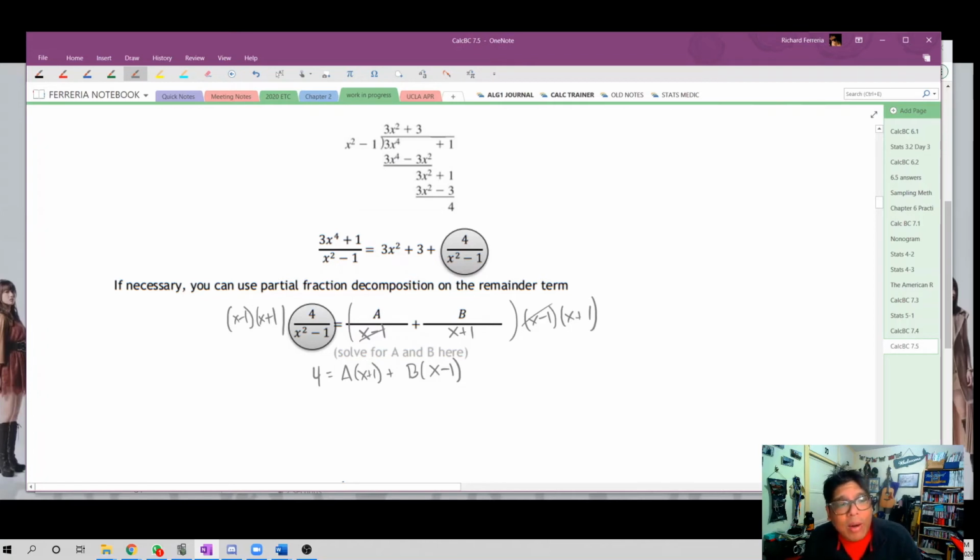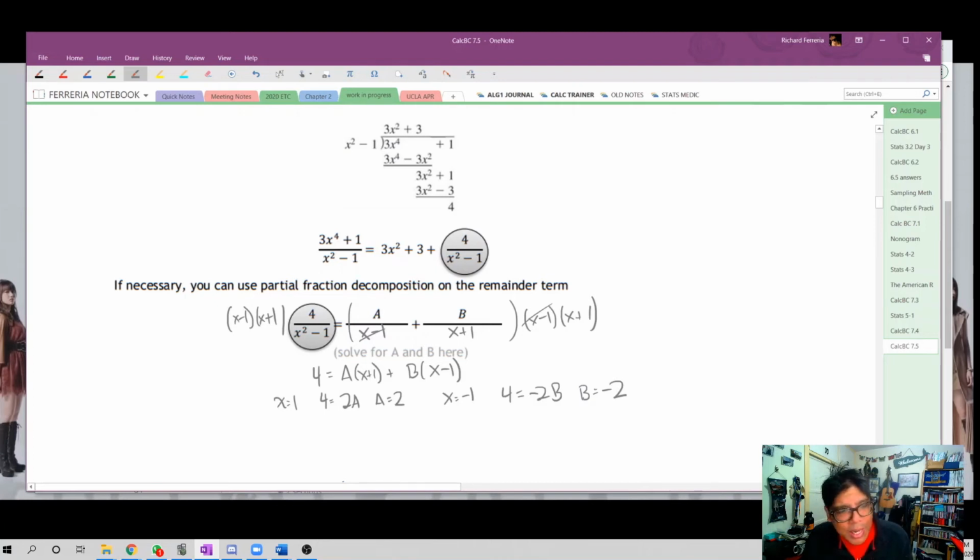Let's figure out convenient values of x so we can solve for a and b. The first one I'll pick is x equals 1. So when x equals 1, 4 is going to be equal to 2a. 1 plus 1 is 2. And that tells me that a equals 2. And then when x equals negative 1, 4 is going to be equal to, this is going to be 0, and the second term here is going to be negative 2b. So b is going to equal negative 2.